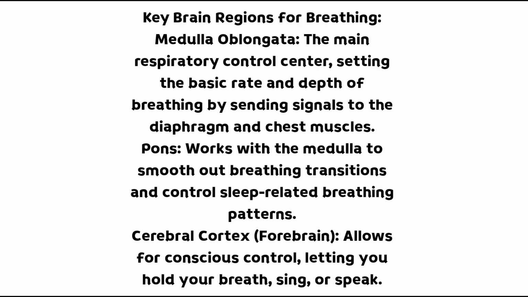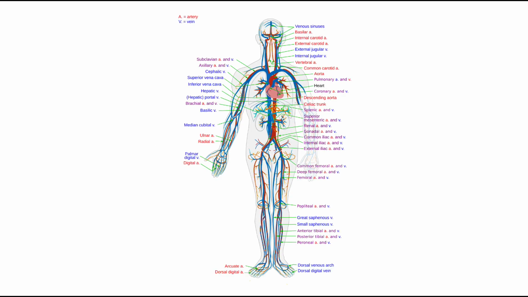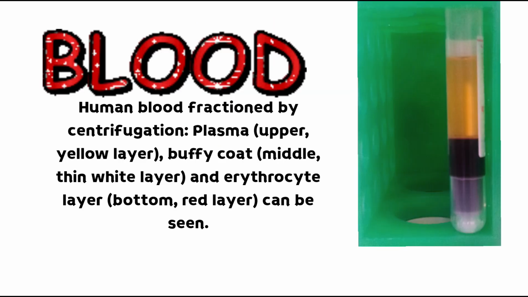Then important points on body fluid and circulation. The circulatory system uses blood and lymph to transport nutrients, gases and waste. Blood consists of plasma, 55%, and formed elements, 45%, which include RBCs, that is erythrocytes, WBCs, that is leukocytes, and platelets, that is thrombocytes.